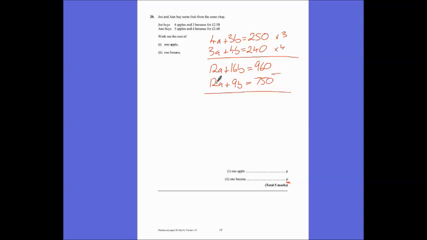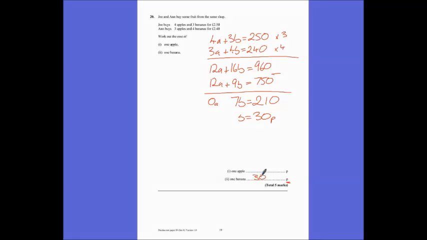Take those away from each other, the apples disappear, so we've got 0 apples, we have got 7 bananas, and that would equal £2.10 or 210p. So we divide by 7, 210 divided by 7 is 30p for a banana. So bananas are 30 pence each.